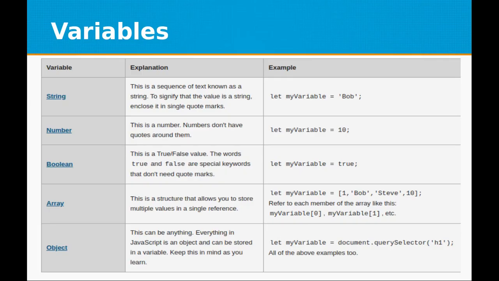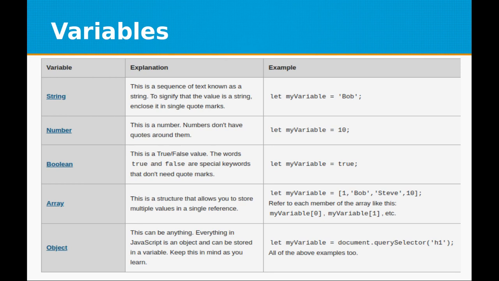So in an array in JavaScript, you can store different data types in the same array, but this isn't possible in Java or some other languages. The last and the fifth one is object. This can be anything. Everything in JavaScript is an object and can be stored in a variable. Keep this in mind as you learn.